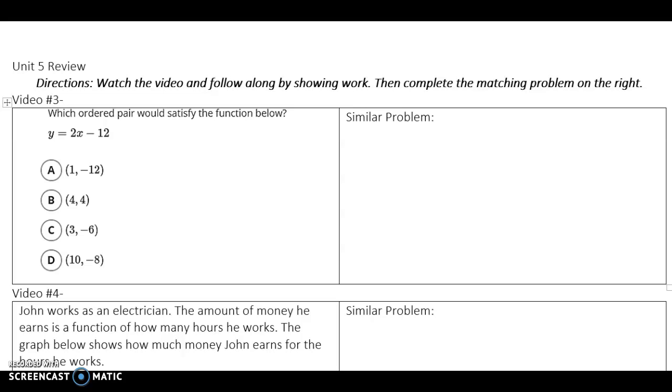This question from your Unit 5 summative is asking you to determine which coordinate point would satisfy the function below. When we say satisfy, we're asking would be a solution. And we're looking for an end result of a number equals a number. So for instance, over here, this is the equation I will be plugging into. Y equals 2x minus 12.